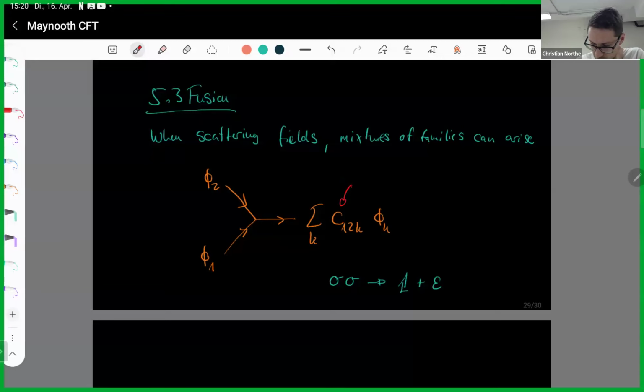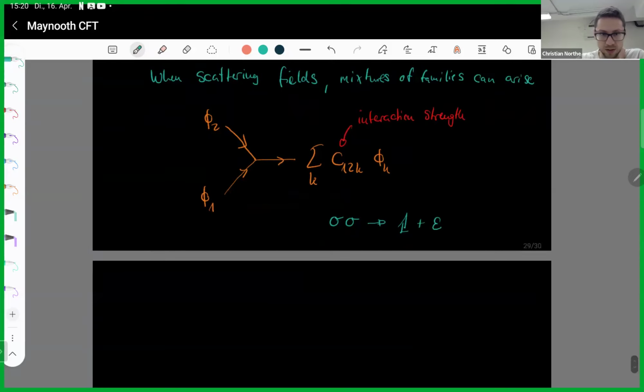And this coefficient here is an interaction strength between the fields. If you read the notes, you find that C1 to K is proportional to the expectation of phi1, phi2, phi K. So this is the 3-point function. We didn't discuss 3-point functions, we only discussed 2-point functions, but in the notes you find the necessary comments for that.